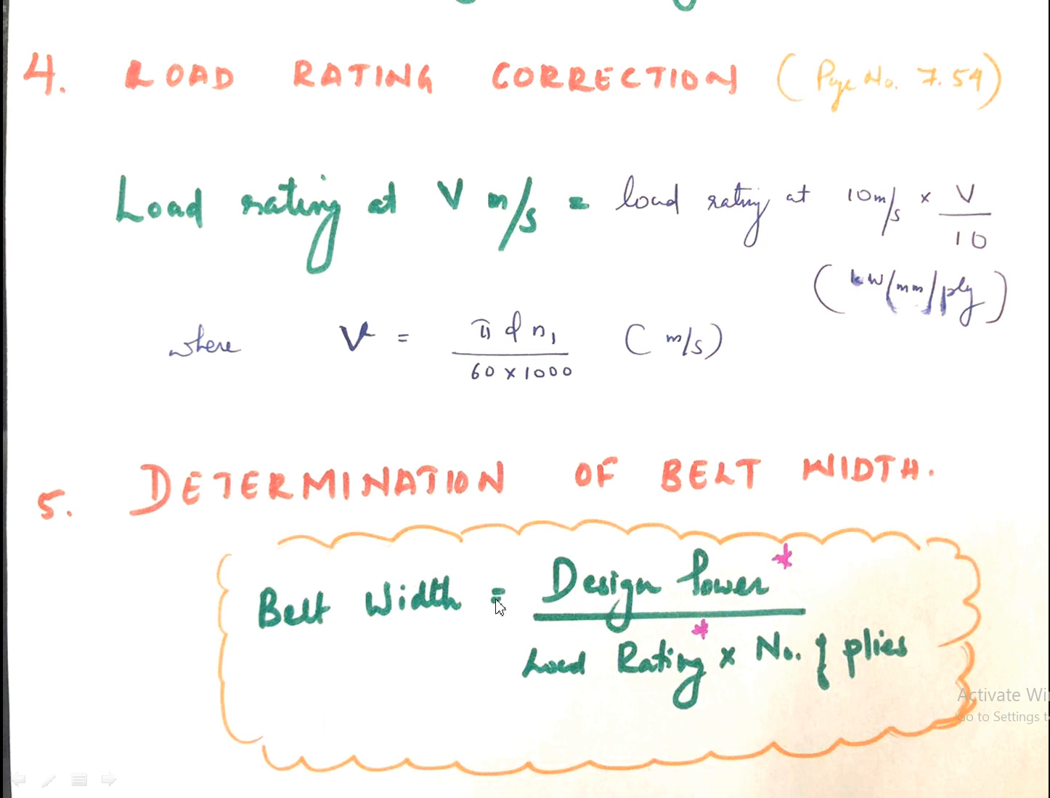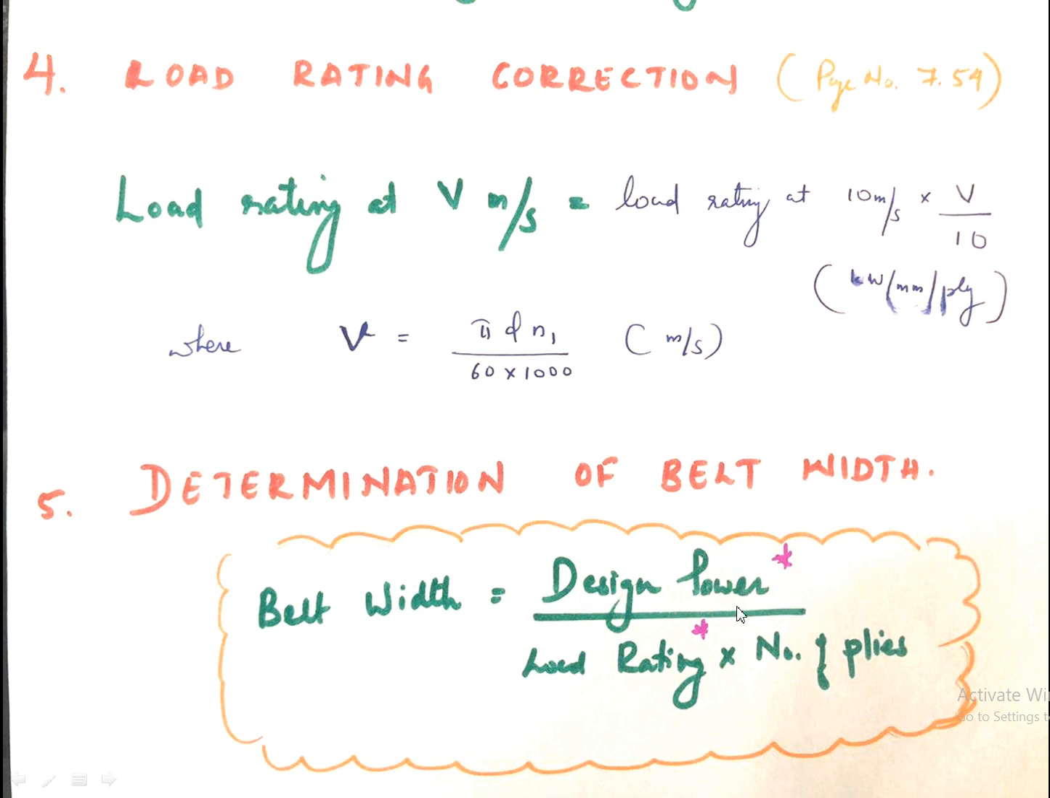Because belt width is given by this equation, that is design power divided by load rating into number of plies. In the previous steps we have found out this design power and load rating. So these two values we have found only for determining this belt width. As I said, this is one of the main parameters in the designing of a flat belt. This is one of the dimensions of the flat belt, which is the belt width. So to find the belt width, you must know the design power, load rating and number of plies.